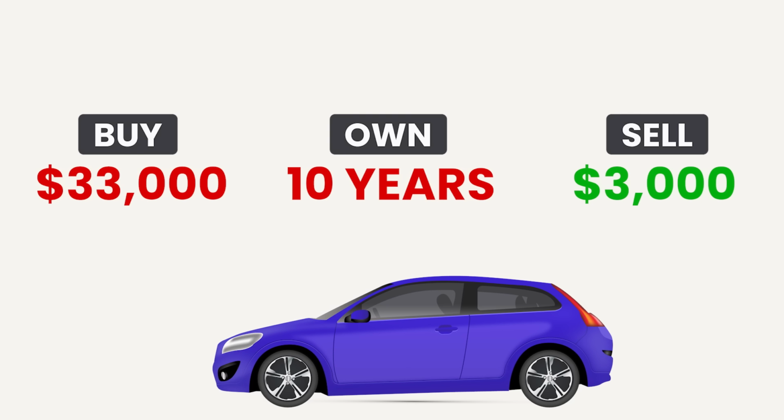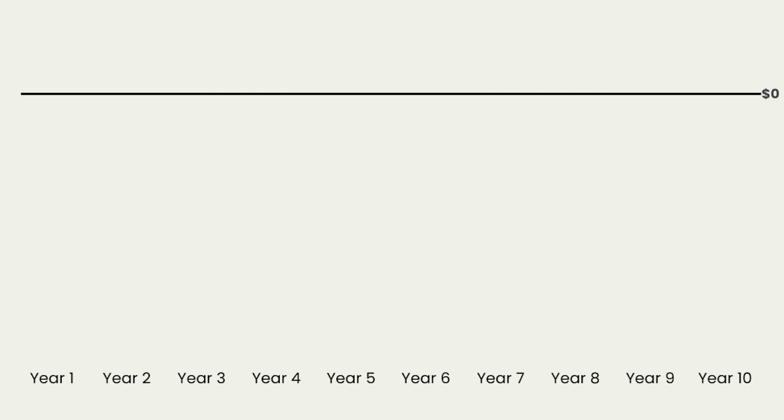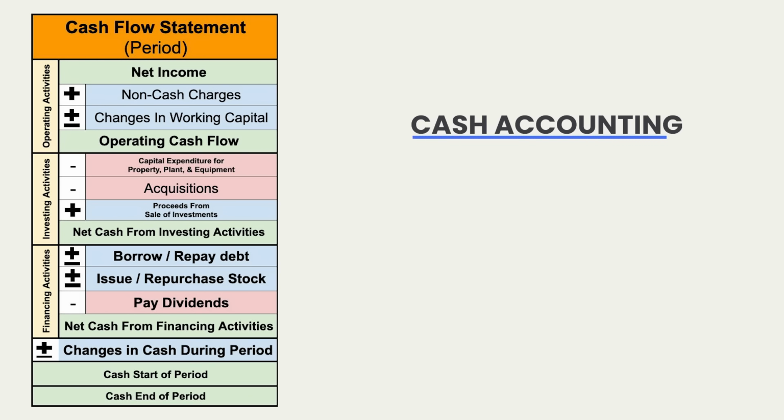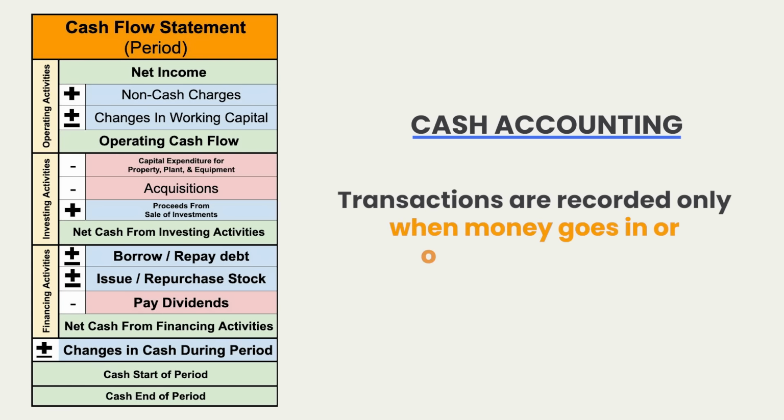To go back to our car analogy from before, this is what we would record on the cash flow statement. There was a huge cash outflow in year one when the car was purchased, and then there was a small cash inflow in year 10 when the car was sold. So a critical thing to take away about cash accounting is that transactions are only recorded when money goes in or money goes out of an account.